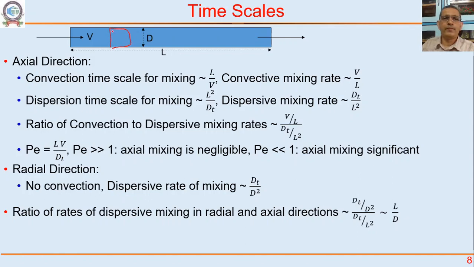Turbulent velocity profile, right? There is no velocity in the radial direction. So there is no convection. And the dispersive rate of mixing would be turbulent diffusivity divided by d square, diameter square, or the time scale would be d square divided by dt. Time scale for mixing in the radial direction.